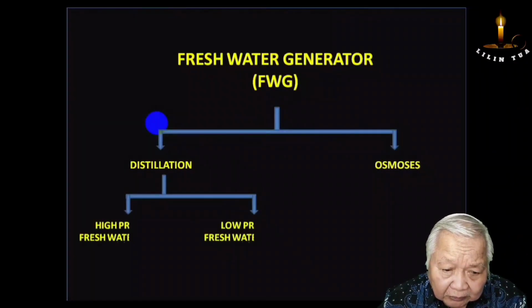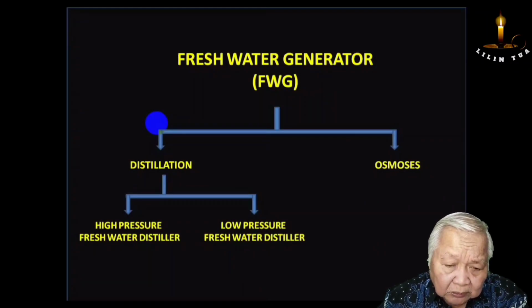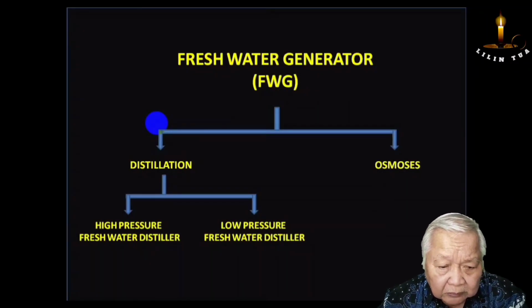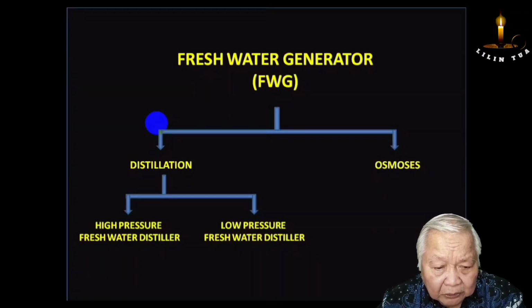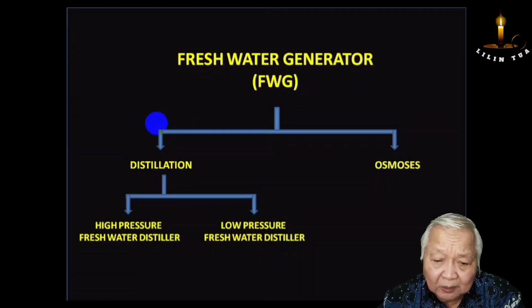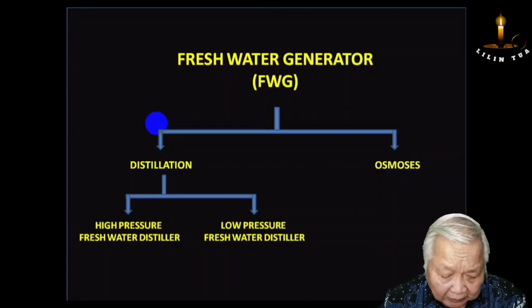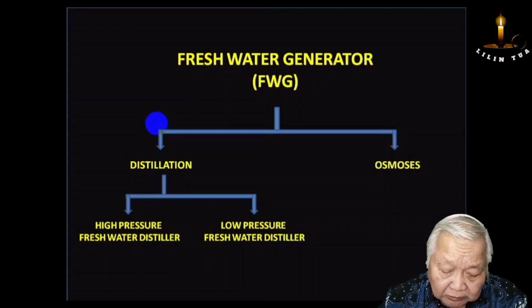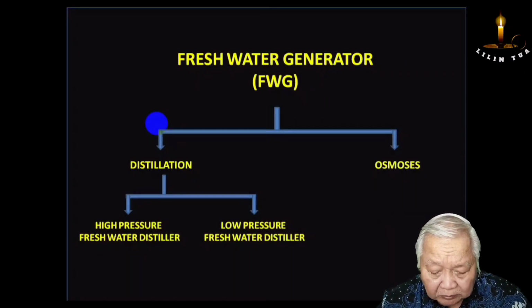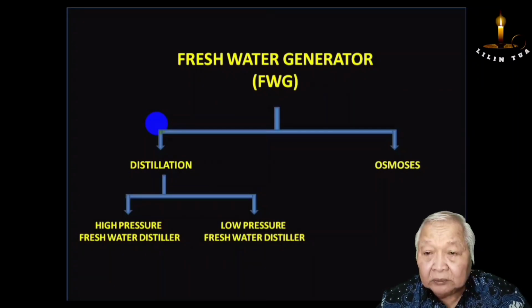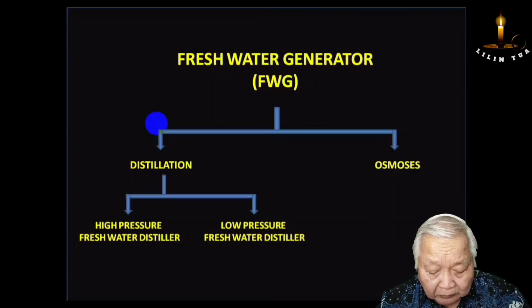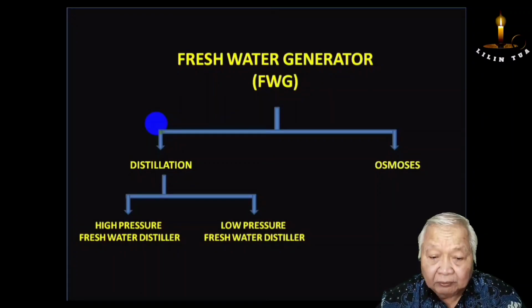Distillation we can divide into two types: high pressure freshwater distiller and low pressure freshwater distiller. Because in the osmosis method we don't find the evaporation process, it doesn't require an evaporator component. So I will only explain the method of making freshwater by distillation, in which there is an evaporator.